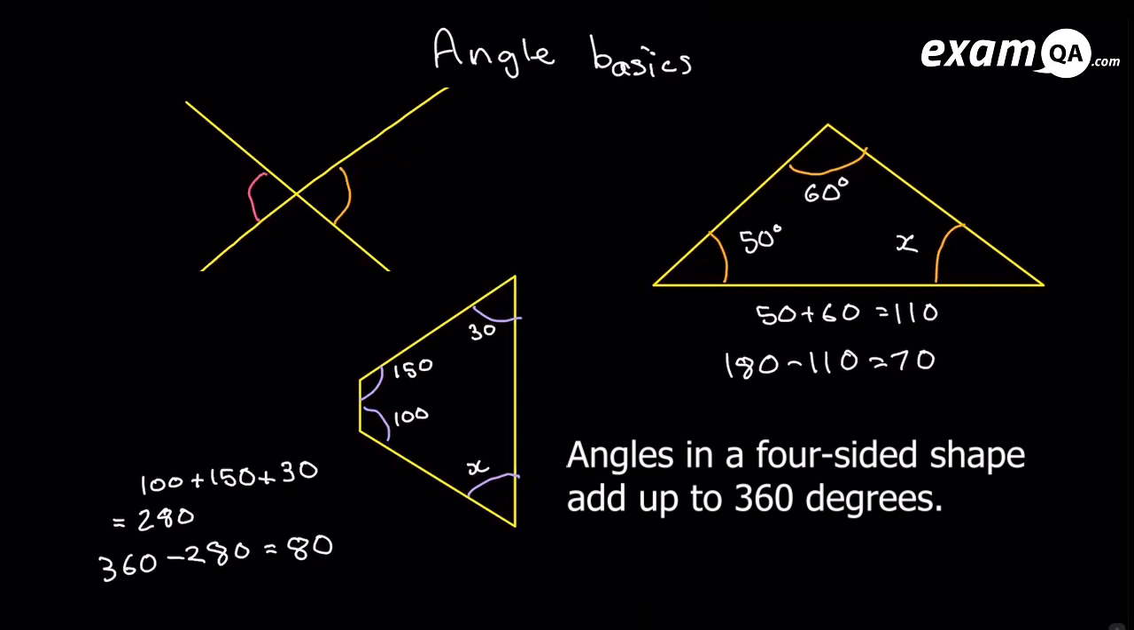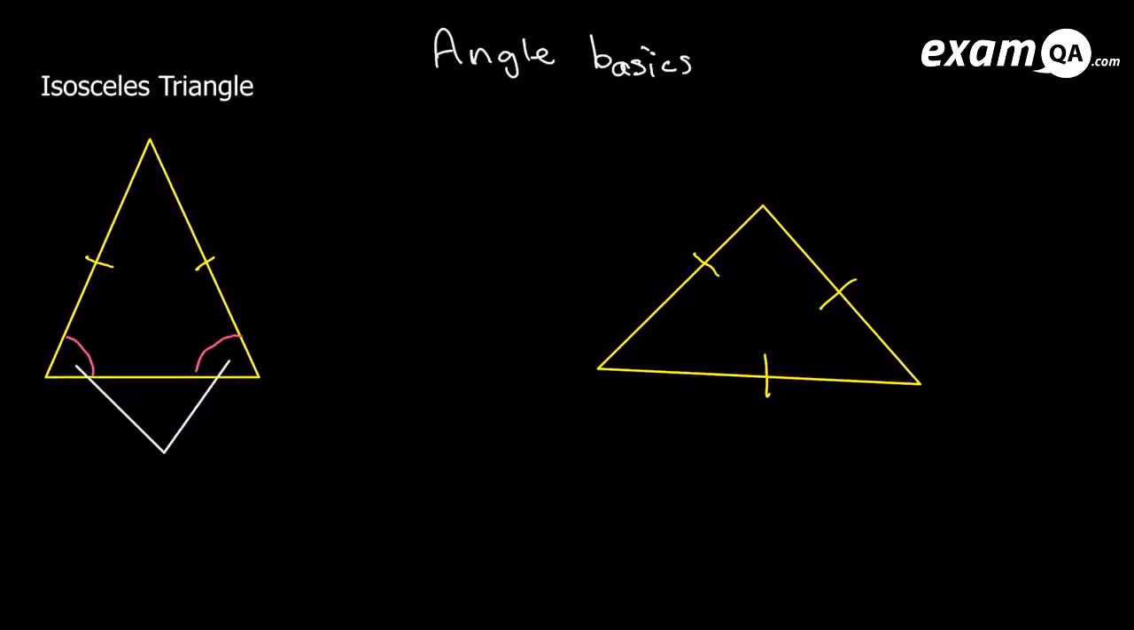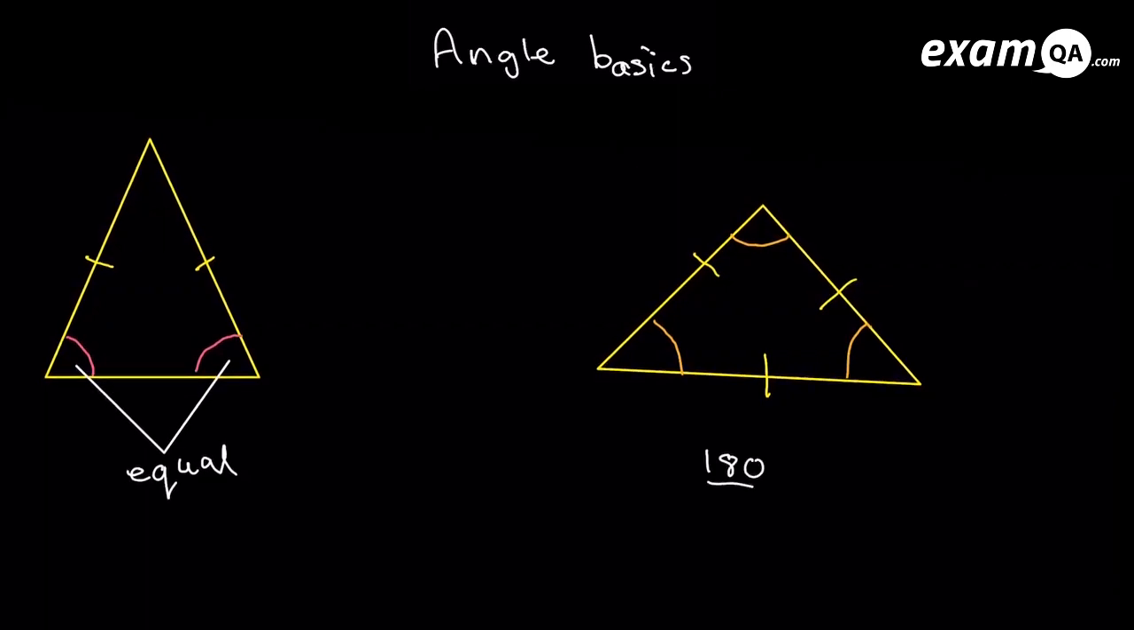So here we've got some special triangles. The first one has two sides the same, and we call that an isosceles triangle. And the rule of the isosceles triangles is the base angles are always equal. When all three sides are the same, all three angles will also be the same. And this is called an equilateral triangle. Now with equilateral triangles, it's quite simple. All the angles must add up to 180. They're all the same, so you can simply do 180 divided by 3.